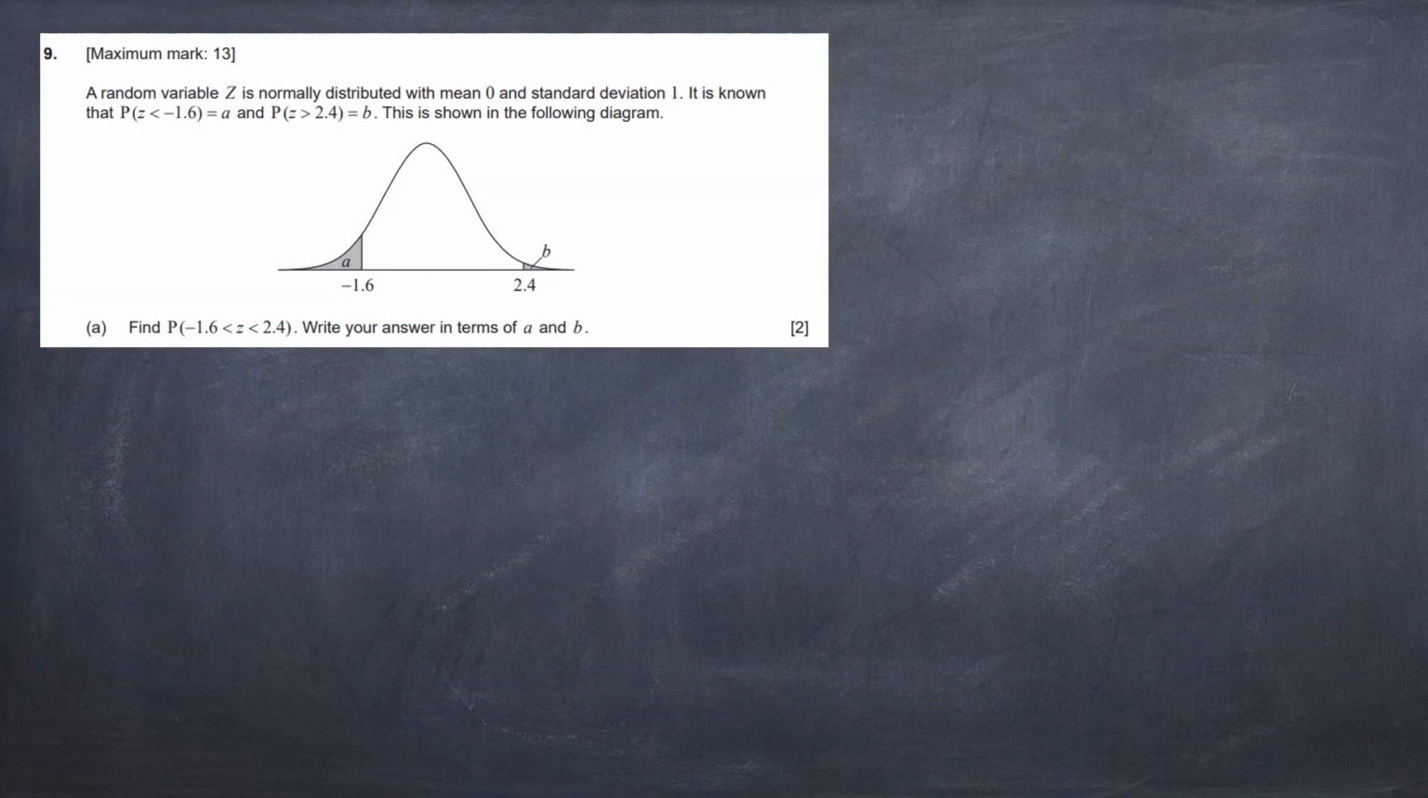Here in this problem, the first question is: a random variable z is normally distributed with mean 0 and standard deviation 1. It is known that P(z less than minus 1.6) is equal to a, and P(z greater than 2.4) is equal to b. This is shown in the following normal distribution diagram.